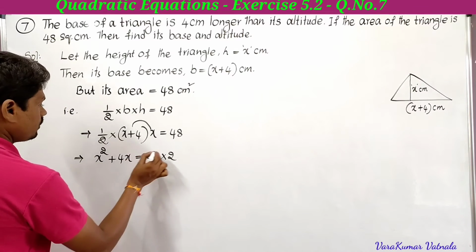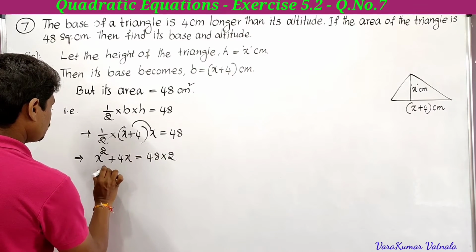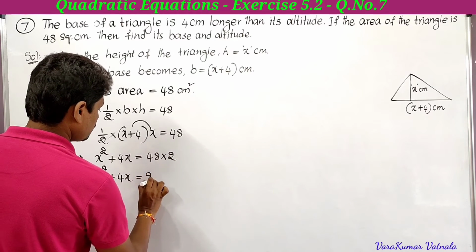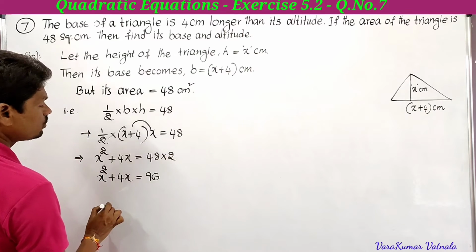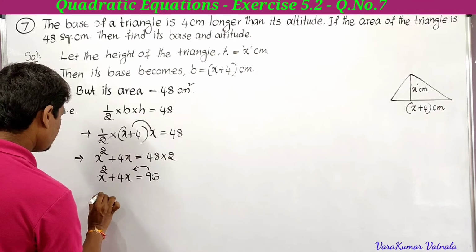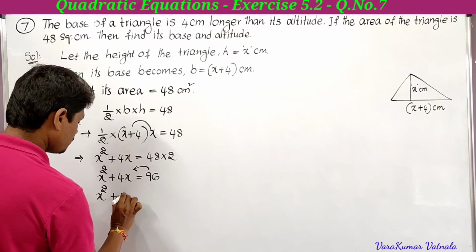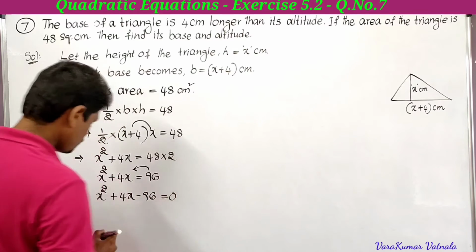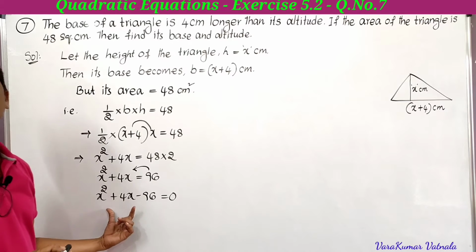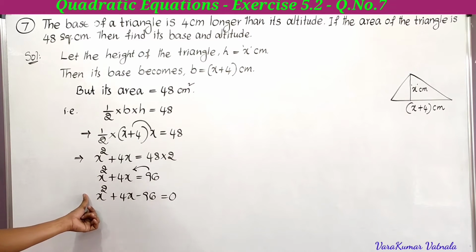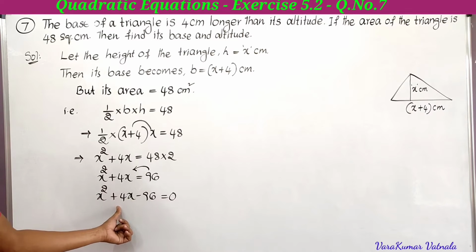So now finally we get x square plus 4x equal to 96. 48 into 2, how much? 96. Take 96 to the left side. Finally, we get x square plus 4x minus 96 equal to 0. So now it is a quadratic equation in variable x. So now we have to solve. Coefficient of x square is 1. Coefficient of x is 4. And the constant is minus 96.